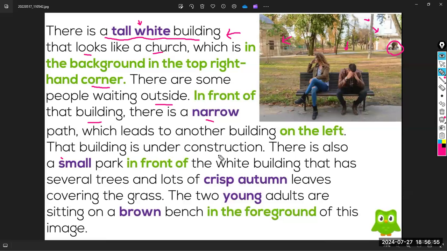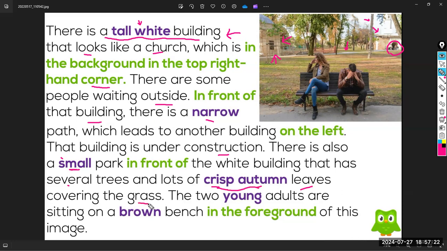That building is under construction. Some builders maybe are trying to build this building and they haven't finished yet. There is also a small, this is a good adjective, park in front of the white building that has several trees and lots of crisp autumn leaves. I mean yellow leaves. This is the way that I have to be vivid.